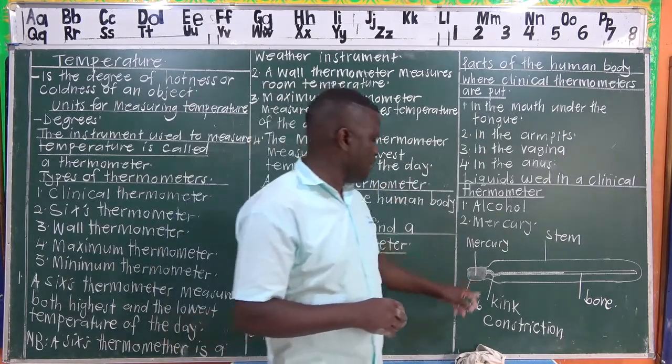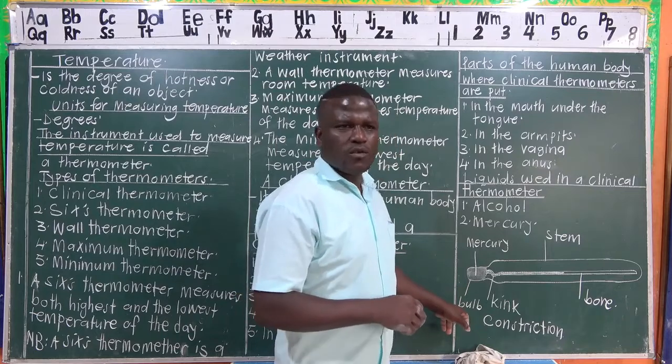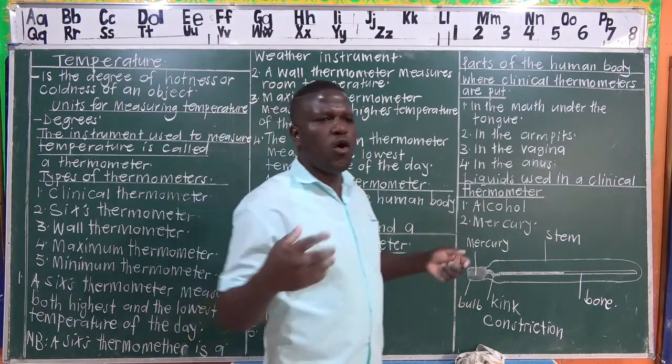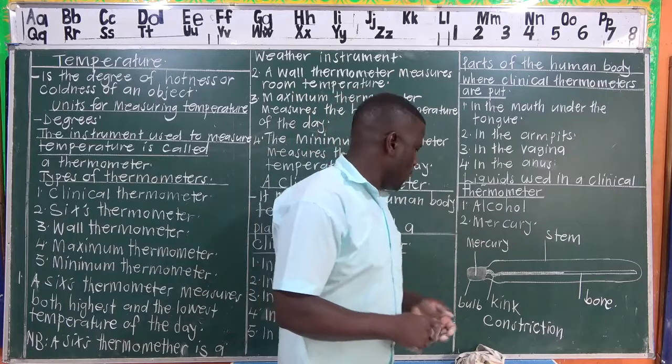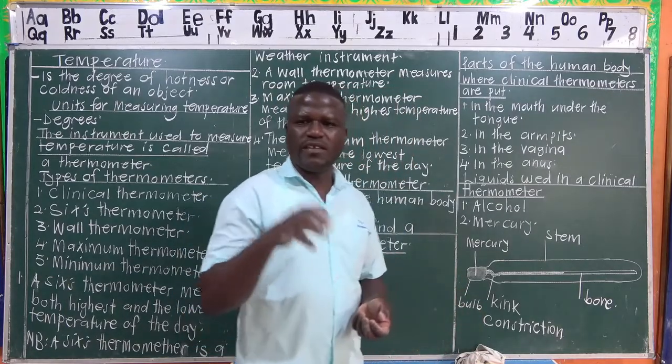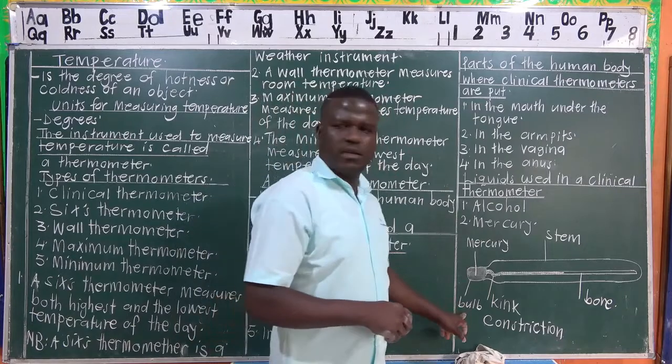If you look at this diagram, we have this part called the bulb. This bulb is the one which is put under the tongue. They don't put the whole thermometer in the mouth. No. The part that is put is the part which contains mercury, and this part is called the bulb.